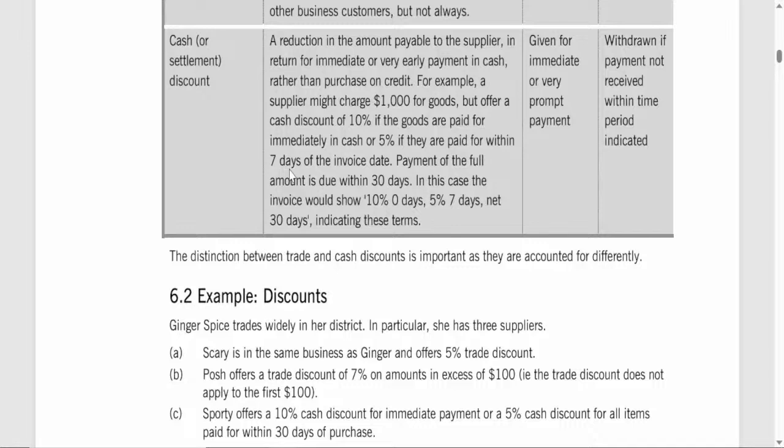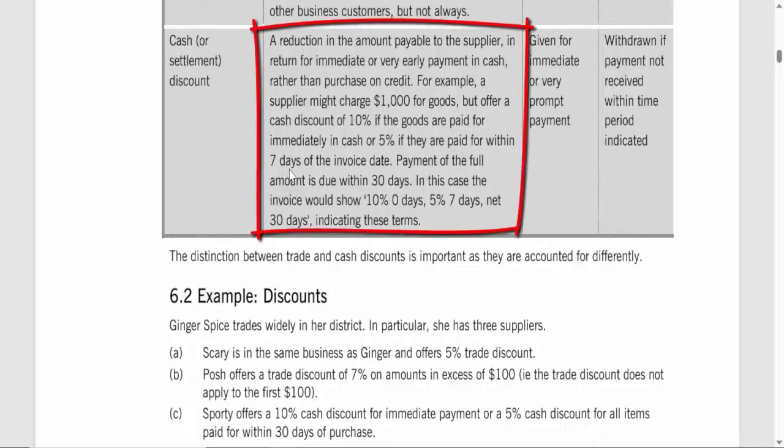How cash discounts work. Immediate or early payment. The discount is given if the buyer pays immediately or within a specified short period. The supplier sets specific terms indicating the discount percentage and the payment deadlines. Conditions for the discount. If the buyer doesn't pay within the time specified, the discount is no longer available. This means that the discount is withdrawn if payment isn't received on time.